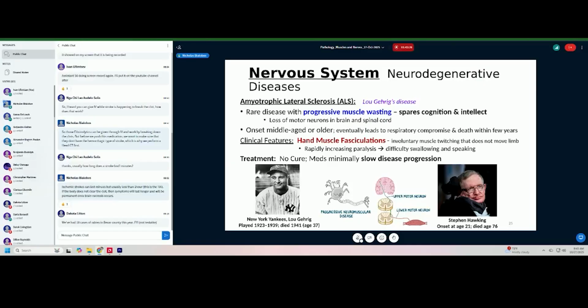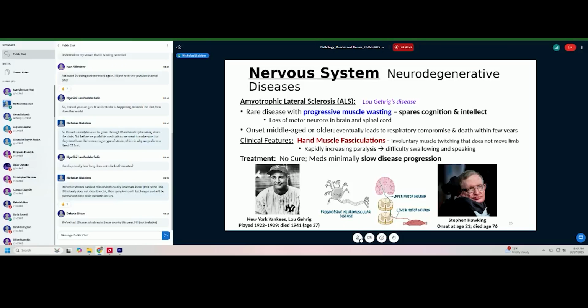Most of the time this happens in middle age and older folks, but look at Stephen Hawking down below. He got it when he was 21. He died when he was 76. I don't know if that's lucky or not, but he was one of those rare exceptions where it happened younger and he lived longer, because most of the time people have this, they're going to die within a few years.